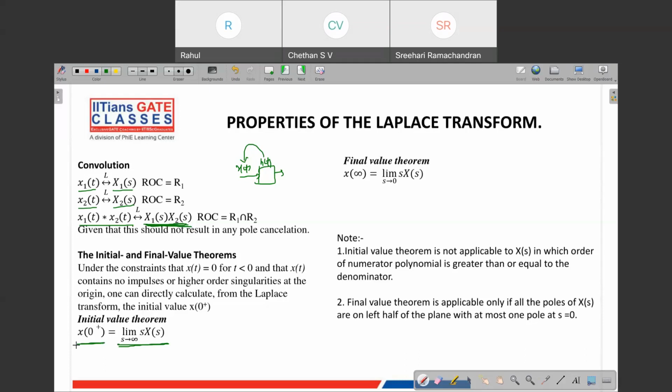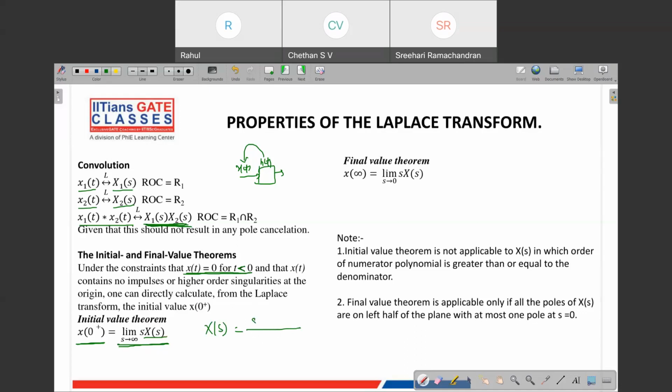The first criterion is that the signal should be 0 for t less than 0. It is not less than or equal to, it is just less than. So the signal should be equal to 0 for t less than 0, plus there should not be any high order singularity. What high order singularity means is that when you write this X of s, the numerator should not have a higher order polynomial than the denominator.